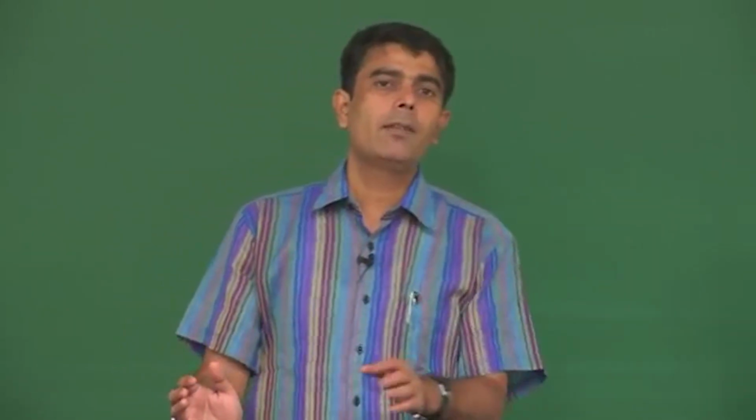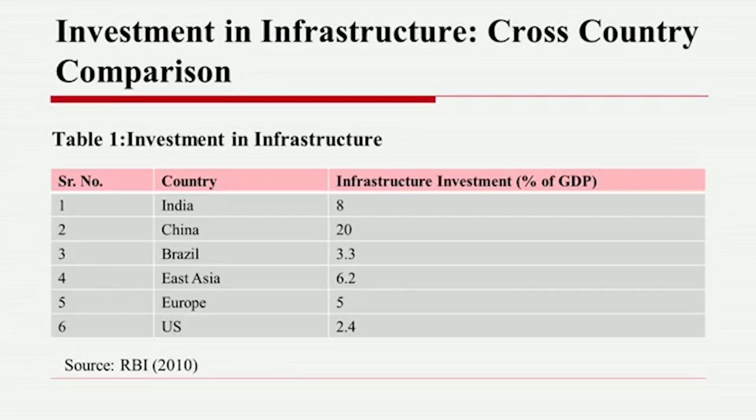If one can compare the investment in infrastructure at the cross country level, we can find out that as a percentage of GDP, infrastructure investment in India is 8%, China is 20%, Brazil 3.3, East Asia 6.2, Europe 5%, and United States 2.4%. This is the RBI data in 2010.